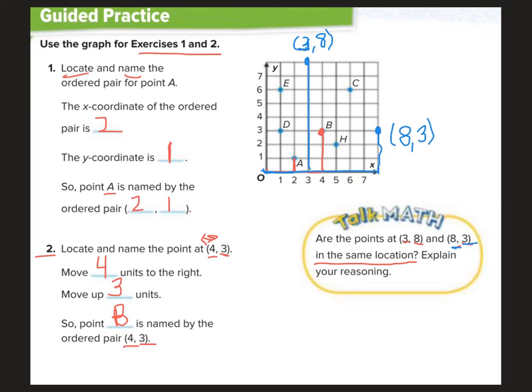Are they the same point? No, because this one we're moving right 3, and this one we're moving right 8. This one we're moving up 8, and this one we're moving up 3. That's not going to get me to the same location. So they are not like the commutative property. We can't switch them around. It's very important. We are very, very succinct with our information.